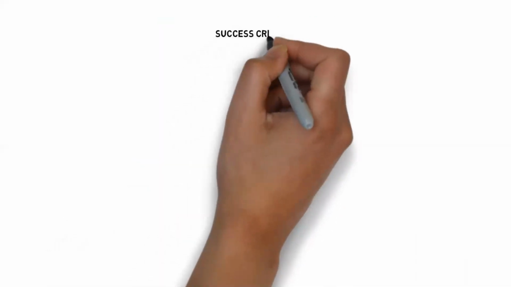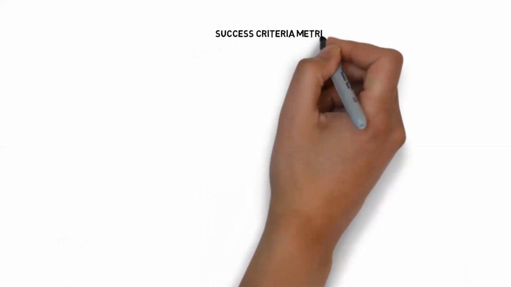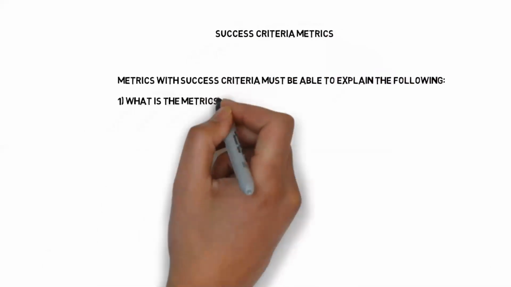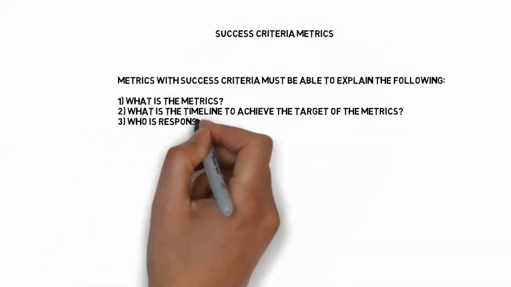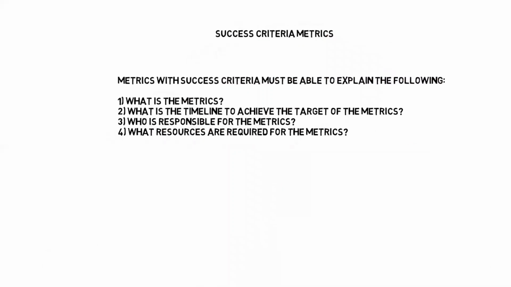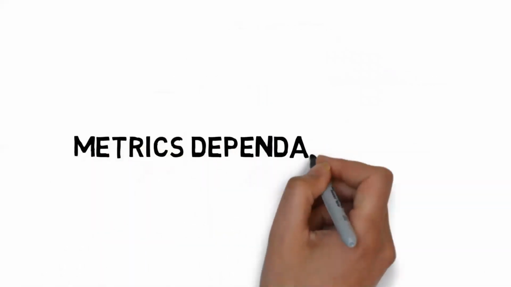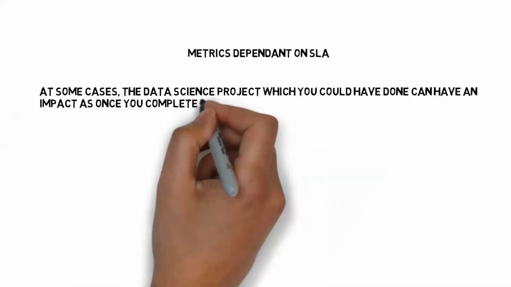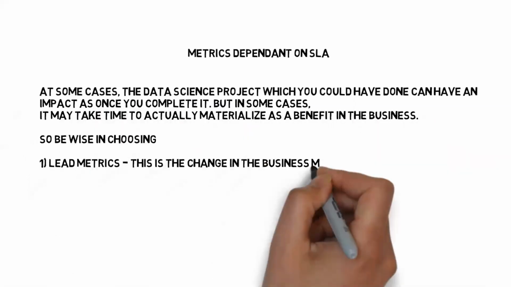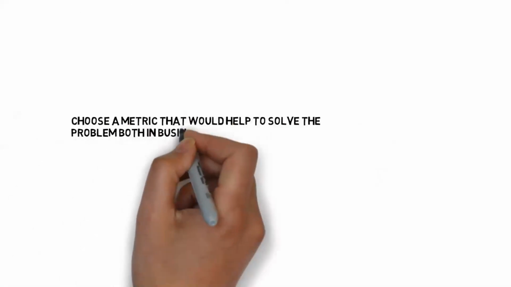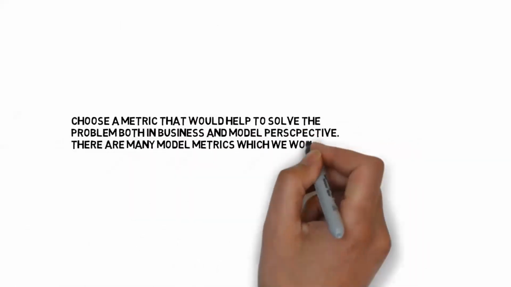And success criteria metrics. Success criteria metrics must answer some of the questions like what is the metric and what is the timeline to achieve it, and who is responsible for the metrics and what resources are required. And next you have metrics that are dependent on SLA. In some cases, you would do a data science project that would have an impact once you complete the project. Then you have to take lead metrics. But if it takes time to materialize, you have to take lag metrics. And next, choose a metric that would help to solve the problem both in business and model perspective.